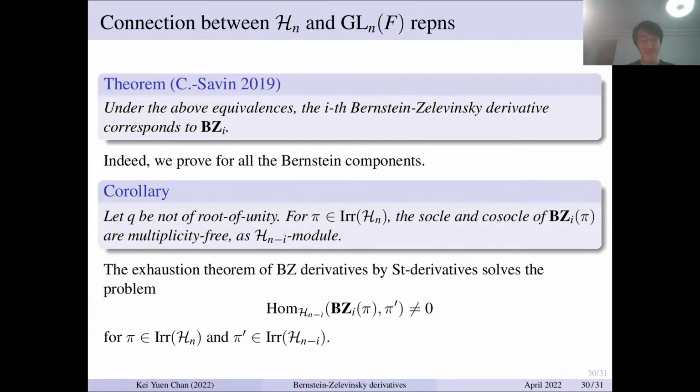So basically under such an equivalence, joint with Gordon, we prove that the derivative corresponds to the Bernstein-Zelevinsky derivative. So then we can now transfer the information. For example, we can use multiplicity-freeness to prove that the Sobo and Kosovo pairs are multiplicity-free. Again, this is for the p-adic group and doesn't use the results of the AGRS. And of course, this also solves the exclusion problems in such a sense.